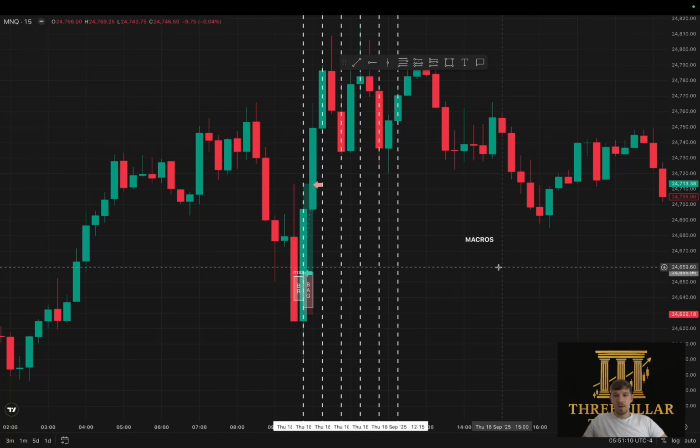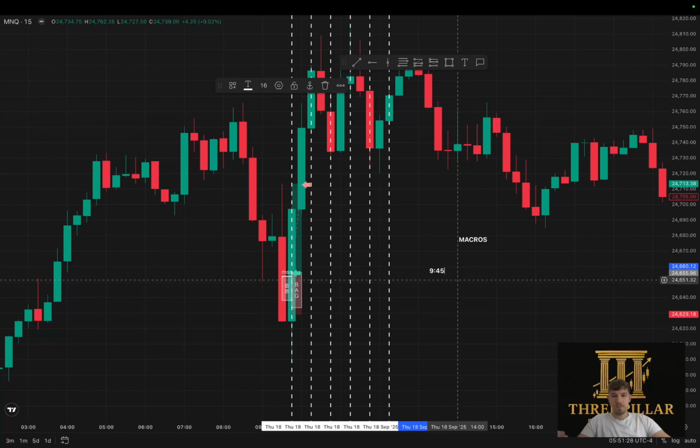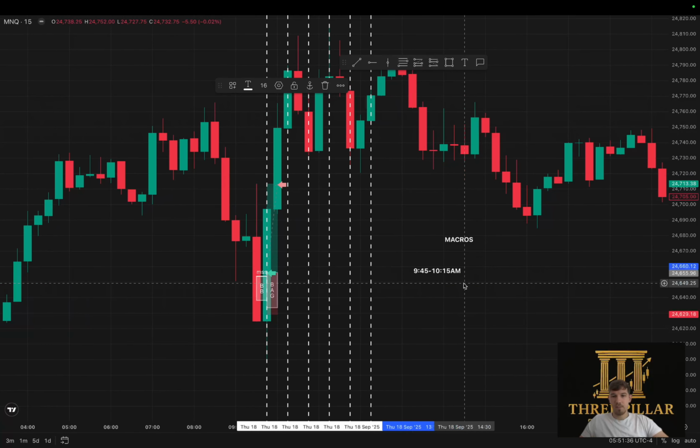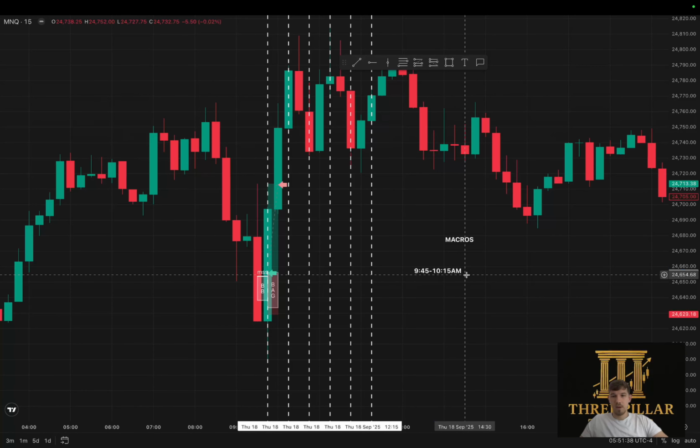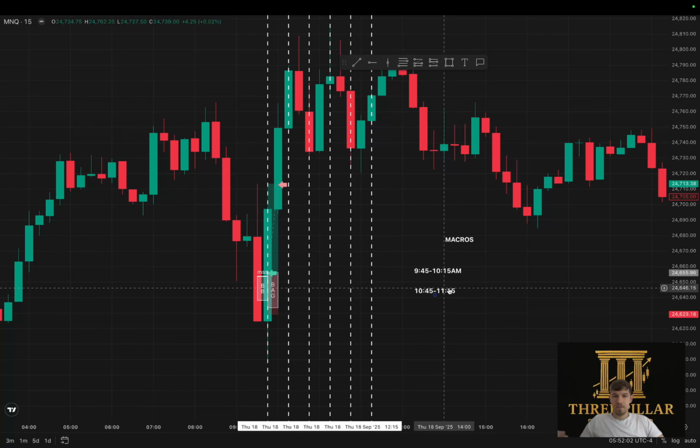Now there's three macro windows that we actually look at to trade, and I'm going to go through the actual times when they happen. The first macro window is 9:45 to 10:15 a.m. This is New York time. So this is the first macro window. Once 10:15 hits, you've got a 30-minute window in which we don't trade. We're not taking any trades within that because the macro's done. The second macro is 10:45 to 11:15 a.m. Now this is the second window of opportunity where we look to take trades.